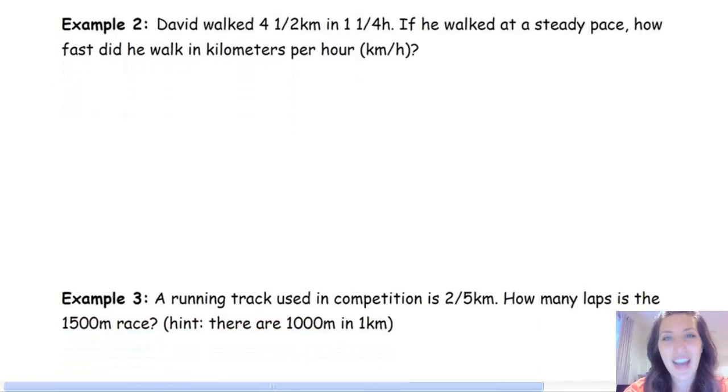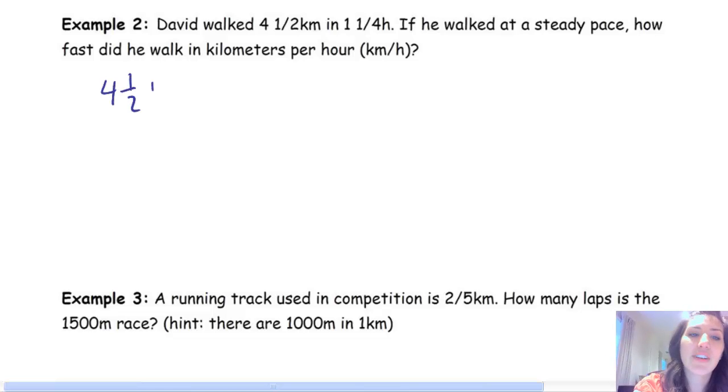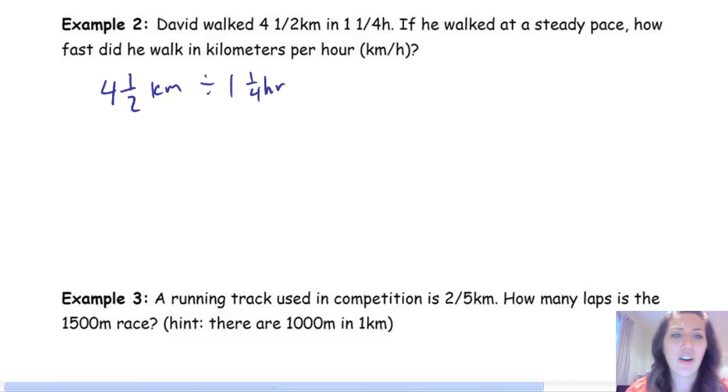David walked 4.5 kilometers in 1.25 hours. If he walked at a steady pace, how fast did he walk in kilometers per hour? So he walked 4.5 kilometers in 1.25 hours. Uh-oh, these numbers are mixed numbers. We need to change them to improper fractions.